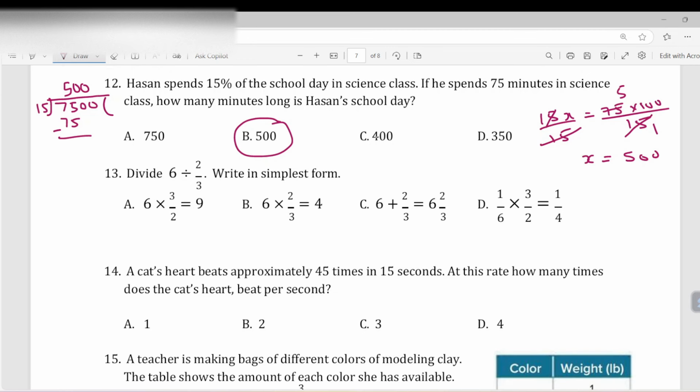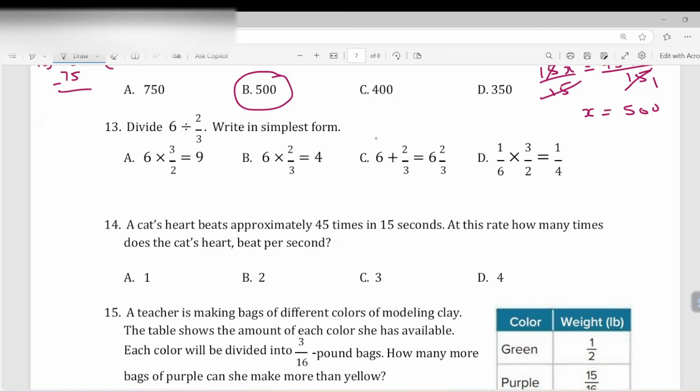Anyway, you can go. Divide 6 by 2 in the simplest form. Simplest form is KCF. Keep the first fraction as it is. Then flip the second number, 2 by 3 becomes 3 by 2. Keep the first as it is. Flip the number, 3 by 2. Then change the sign. So this is our answer.